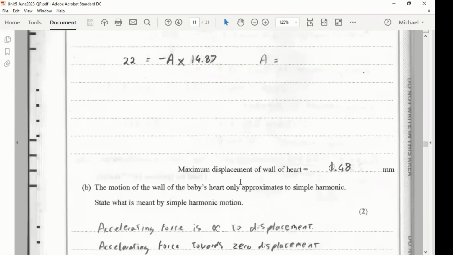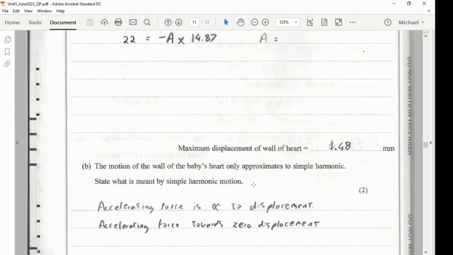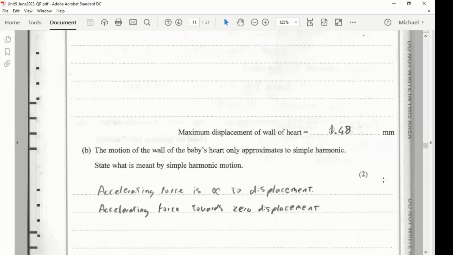The motion of the baby's heart only approximates to simple harmonic. State what is meant by simple harmonic motion. You just write down the defining characteristics. The accelerating force is proportional to displacement, and the accelerating force acts towards the zero displacement mark, always acts towards the center.